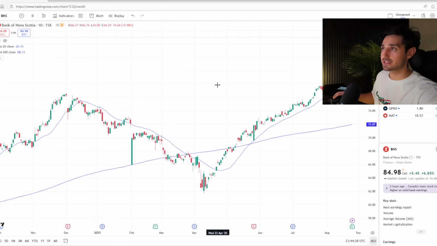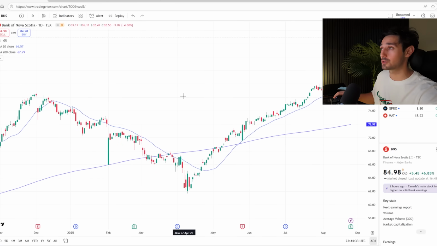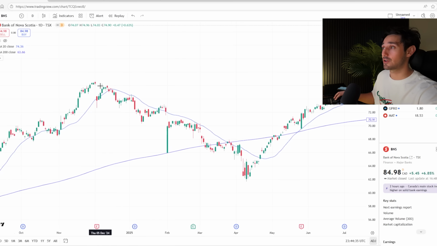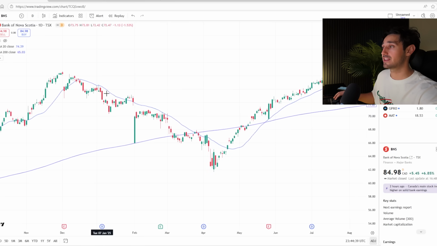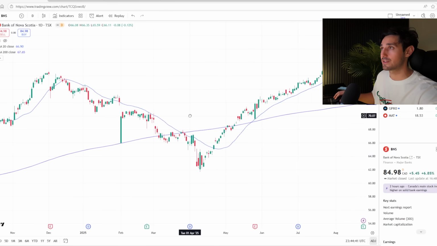Let's look at the BNS. This is a random stock that popped up today. This is the Bank of Nova Scotia. And stemming back all the way from 2024, when this uptrend kind of reversed, you could see that we entered into a downtrend on this stock. And this is the daily time frame, by the way. Look at how well prices are respecting the 20 MA on this downtrend.